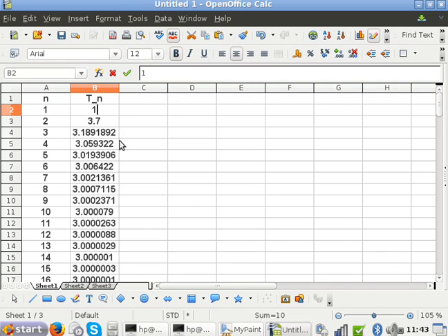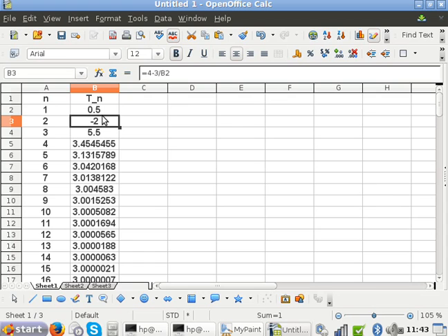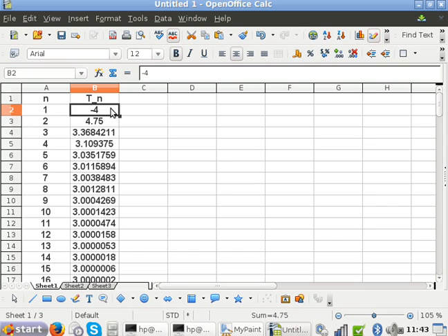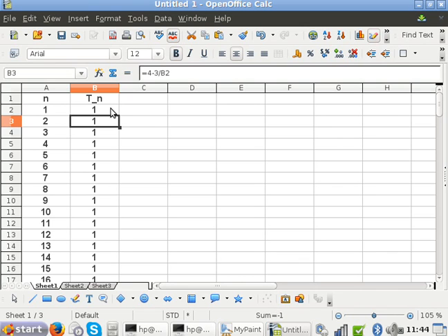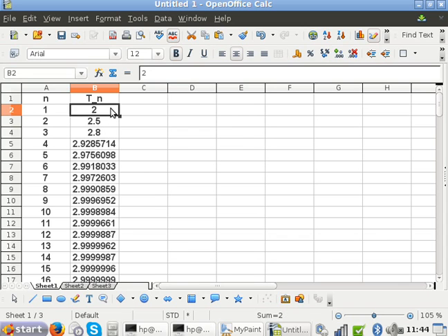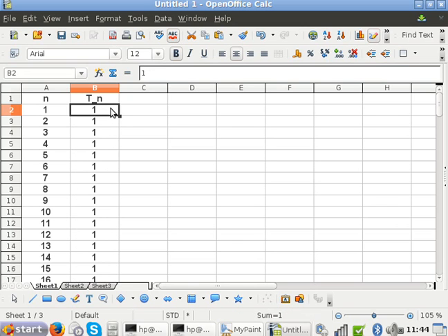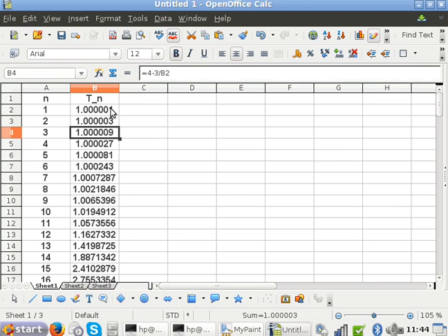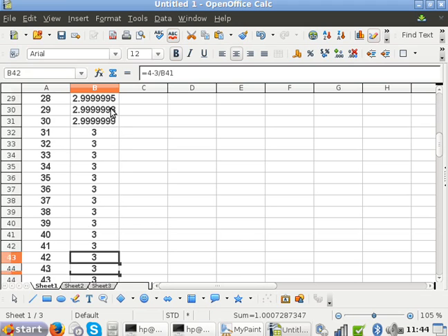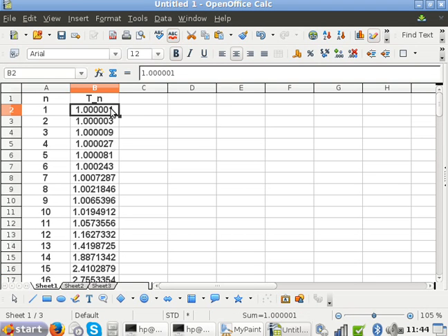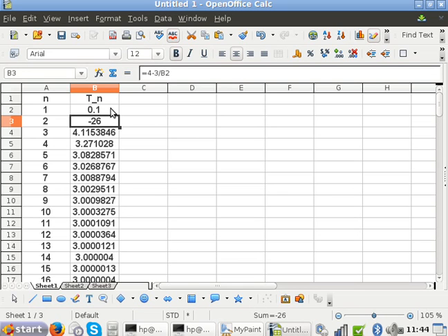Let's see, if I start at 0.5, no, I still got the 3. I want to try and get to 1. No, I want the same formula. I can't seem to get to 1, unless I start at 1. Oh no, 0 will be very bad. 0.1. No, you see, it looks like I'm going to get to 1. No, 3. 0.1? Give it a try. No, still 3. So, yeah, I can't seem to get to 1.